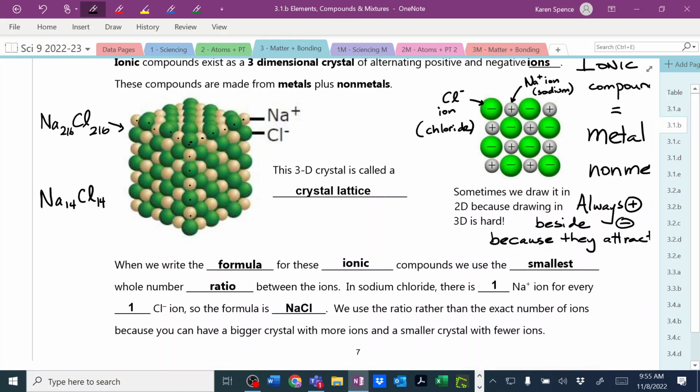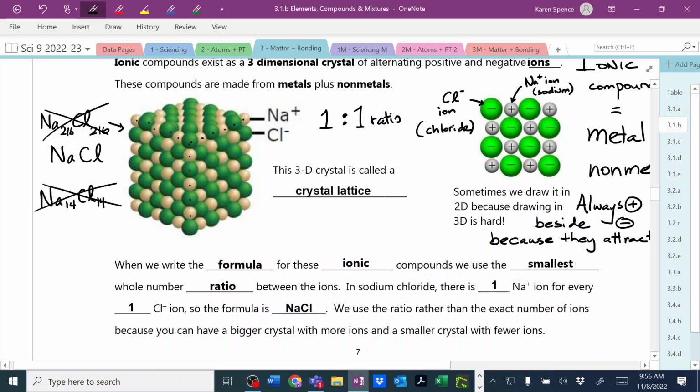So instead of writing the actual number, we just say that it is a 1-to-1 ratio. Yeah? So we simplify it. We're like, I don't want to write Na216, Cl216. I'm just going to write 1 Na for every 1 Cl. So I just write NaCl. I'm not going to write Na14, Cl14. I'm just going to write NaCl.